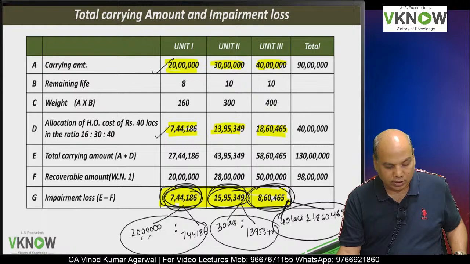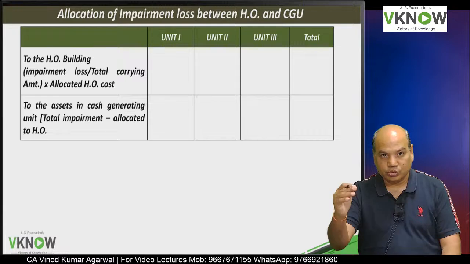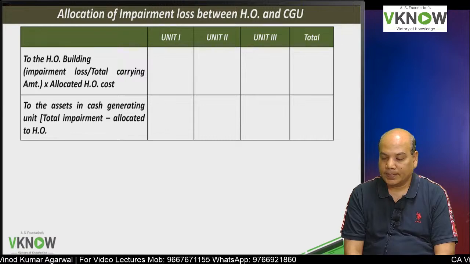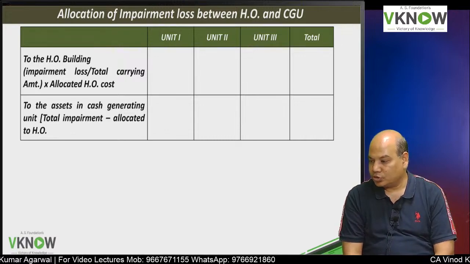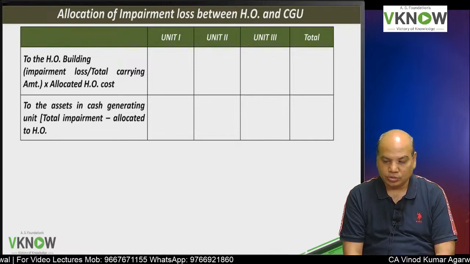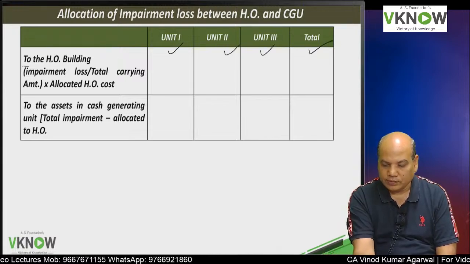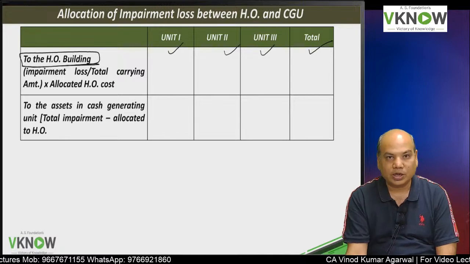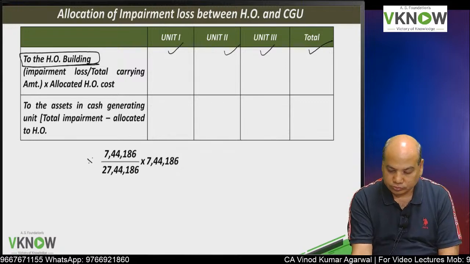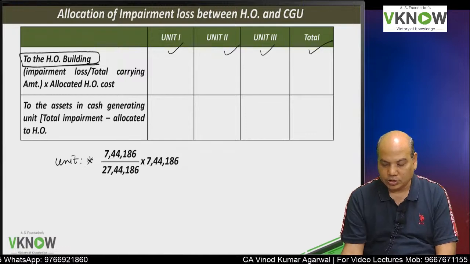So we'll go to the next table where we are going to allocate the impairment loss. Come to the next table. Allocation of impairment loss between HO and CGU. Understand the table: Unit 1, Unit 2, Unit 3, total. First we will allocate to the HO building. I have prepared a working note below for Unit 1. See the calculation.